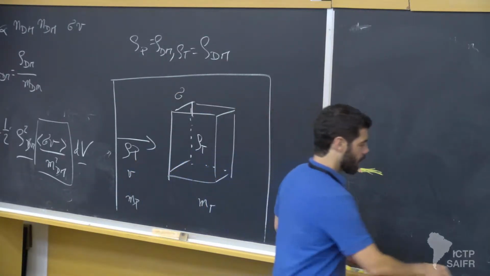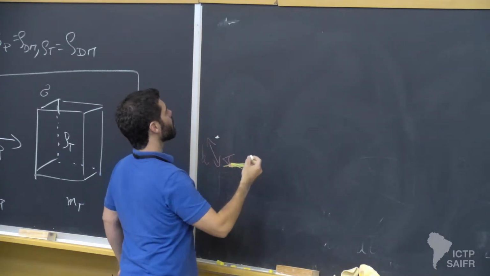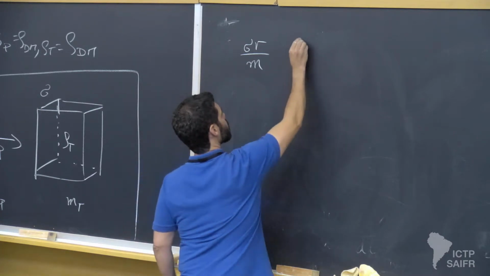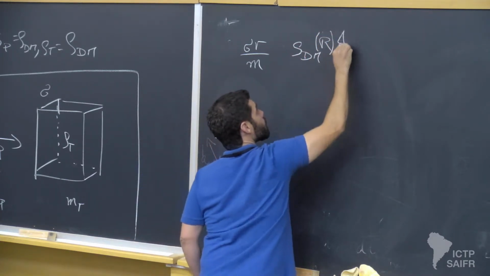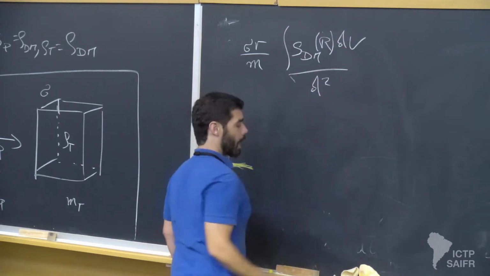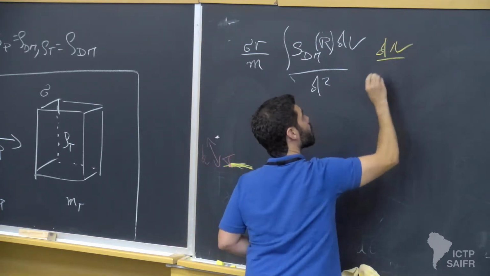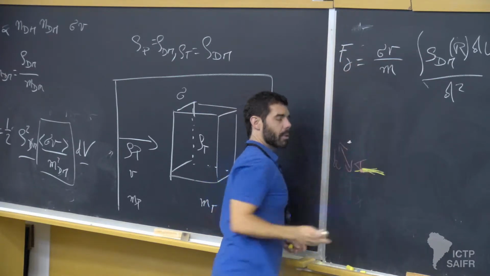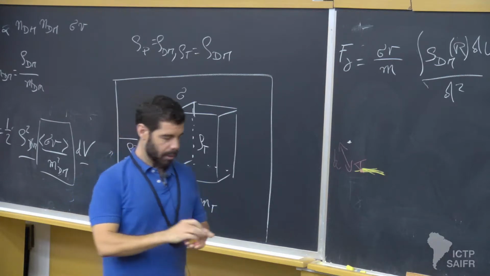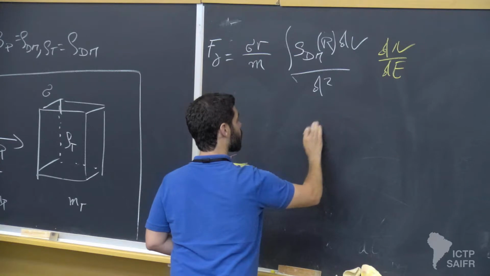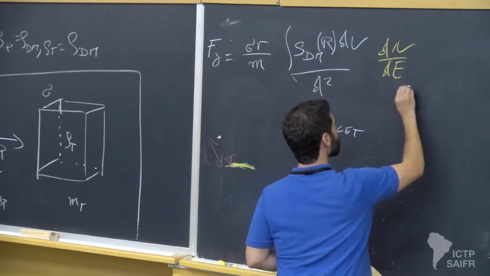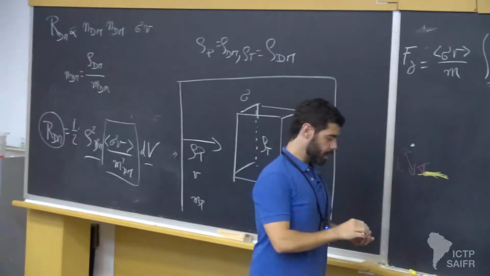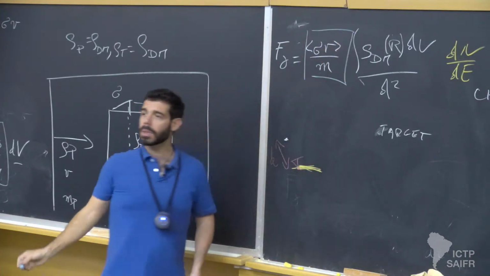So right now, I'm playing the game, and I know that I want to know sigma v over m. I know the density distribution inside the galaxy. I know the distance, and I know dN and dE. Okay? So basically, I am predicting the flux, I'm exactly predicting the flux of gamma given the object, the target, given the channel, and the only piece that I'm looking for is this one. This is my unknown, okay?